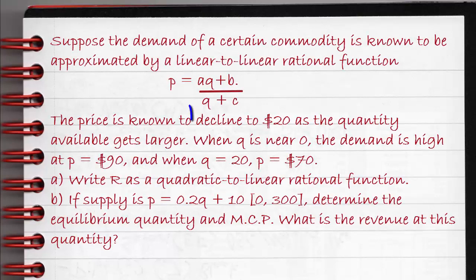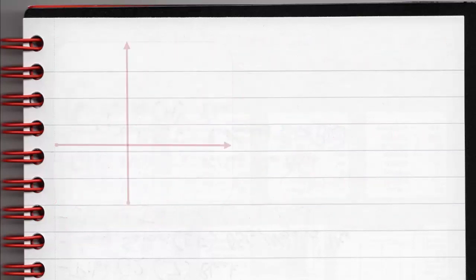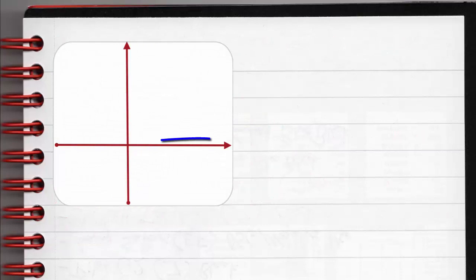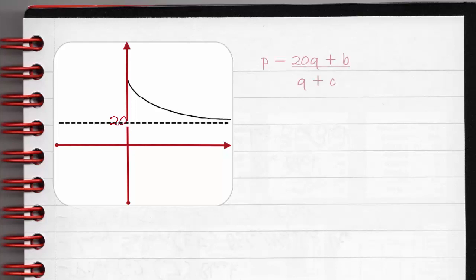We know that the price is known to decline to $20 as the quantity available to consumers gets larger and larger. This means that as we go further and further to the right, the graph goes down and approaches p equals 20. This is a horizontal asymptote. And this corresponds to the value of a, so a equals 20.